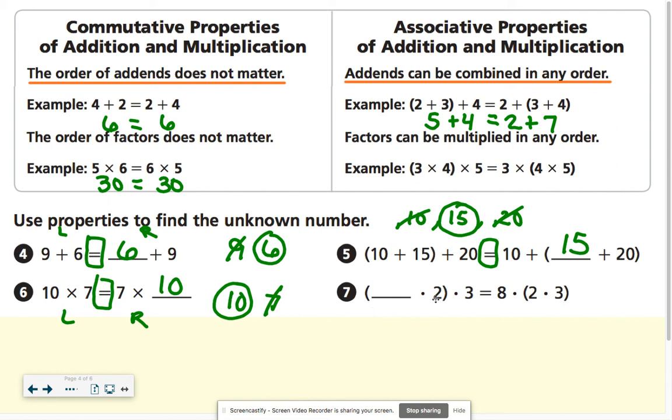Blank times 2 times 3 equals, now in this case, it's my right side that has all three numbers. I have an 8, a 2, and a 3. So now we go back to the left side. I have a 2, I have a 3. What I'm missing is the 8.